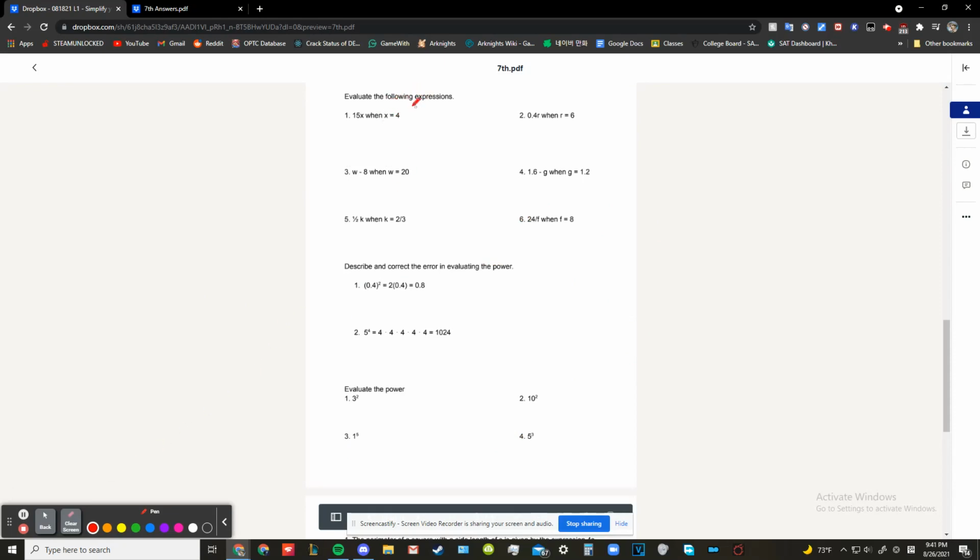Okay, we're going to evaluate some expressions. Let's try 1. 15x when x is equal to 4. So when x is equal to 4, you substitute the value, so it becomes 15 times 4, which is 60. Pretty simple, right? Do the same thing for 2. 0.4r, we substitute r for 6, and 0.4 times 6 is 2.4. And you can try the rest on your own.